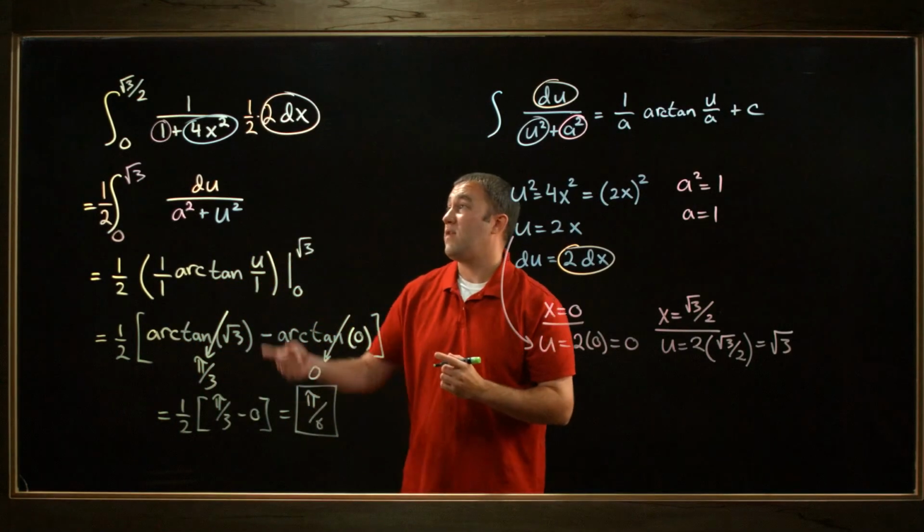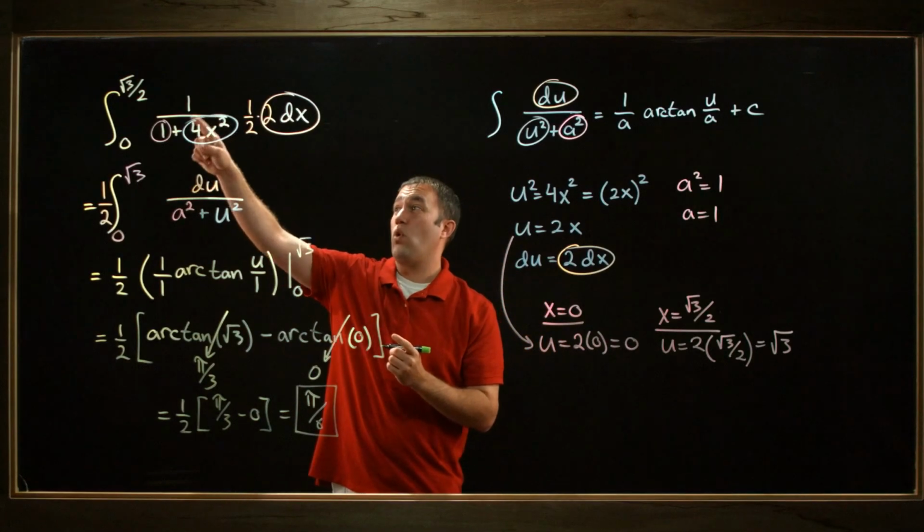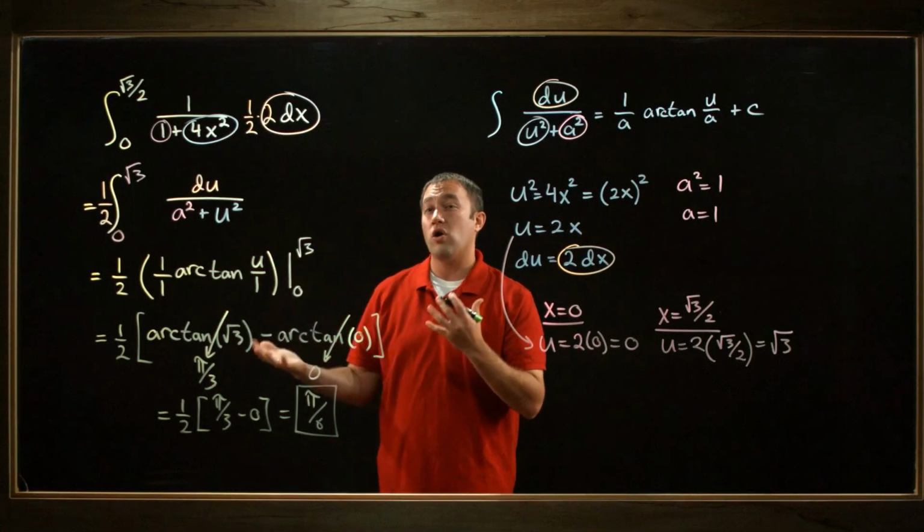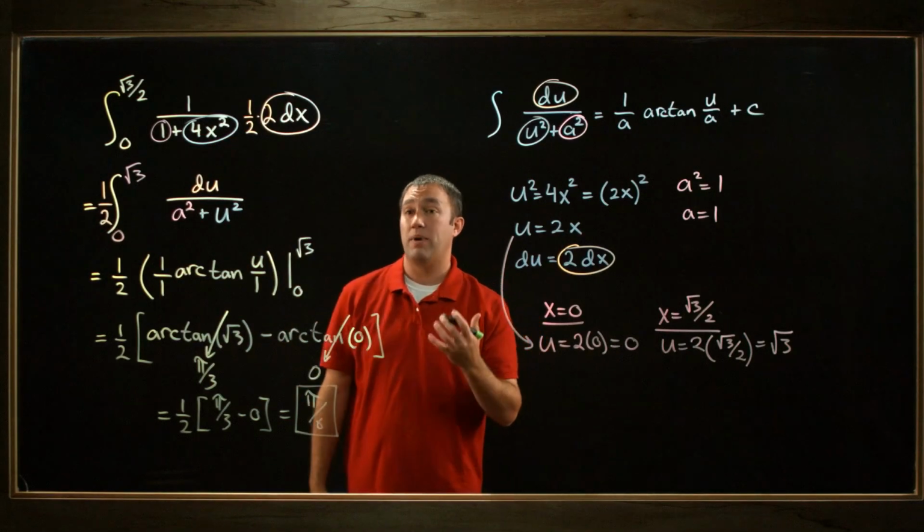So in this problem, whenever we see something like this, with 1 over a constant or a constant squared plus a variable squared, arctangent should really pop into our minds as a possible option.